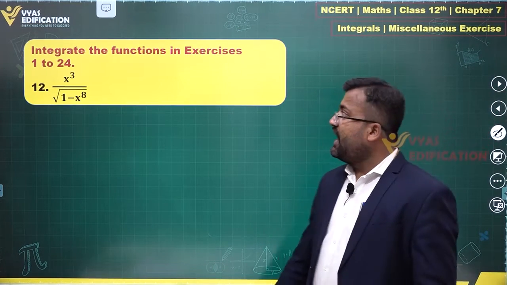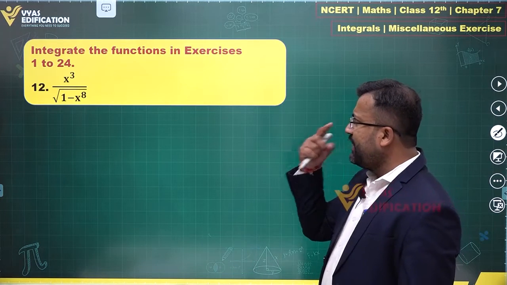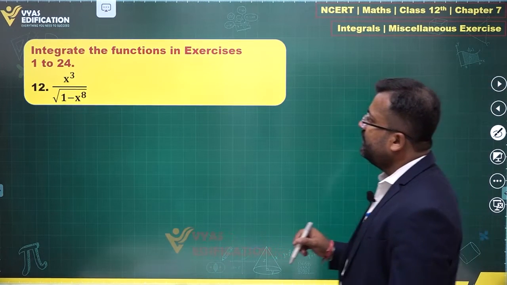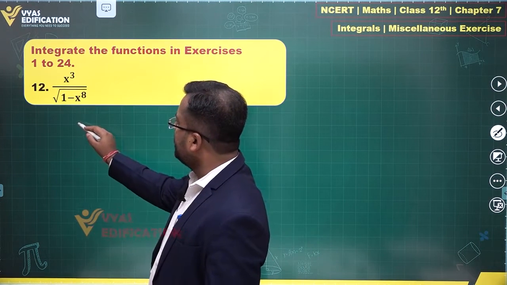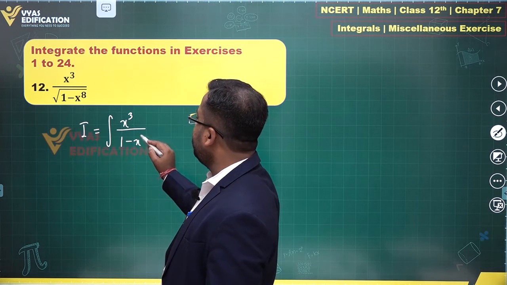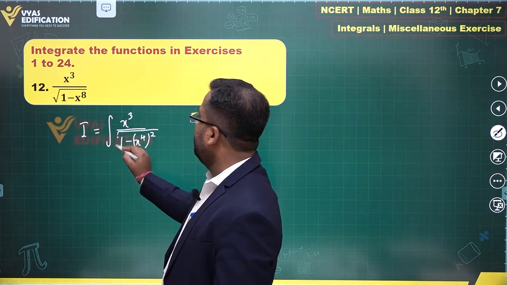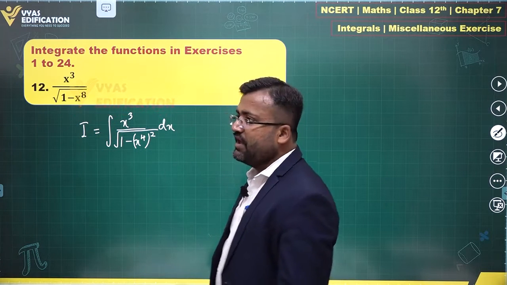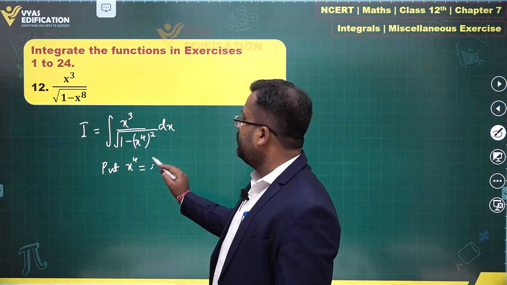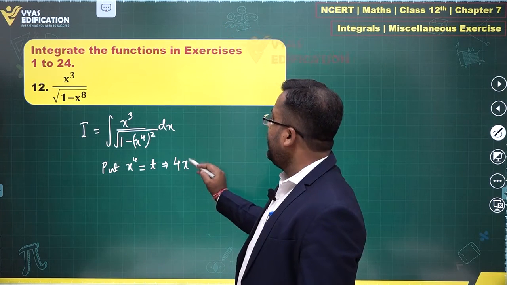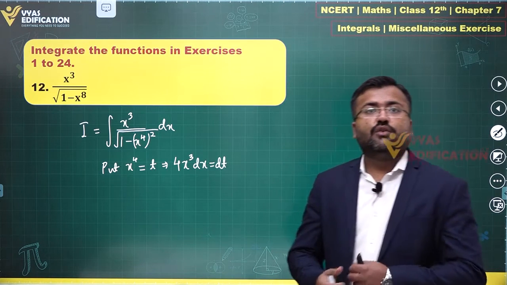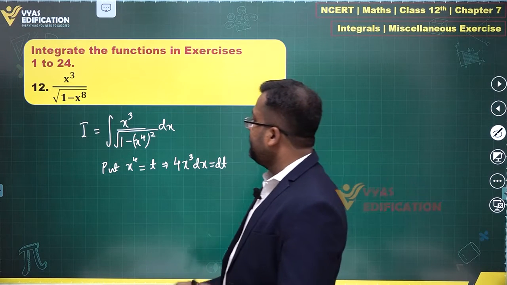In the 12th question, we have x^3 upon under root of 1 minus x^8. Now x^8 is nothing but the square of x^4, right? So we can simply use substitution over here. This is (x^4) square dx, right? So we can put x^4 equal to t. What does that give me? 4x^3 dx is equal to dt. This is what you get.